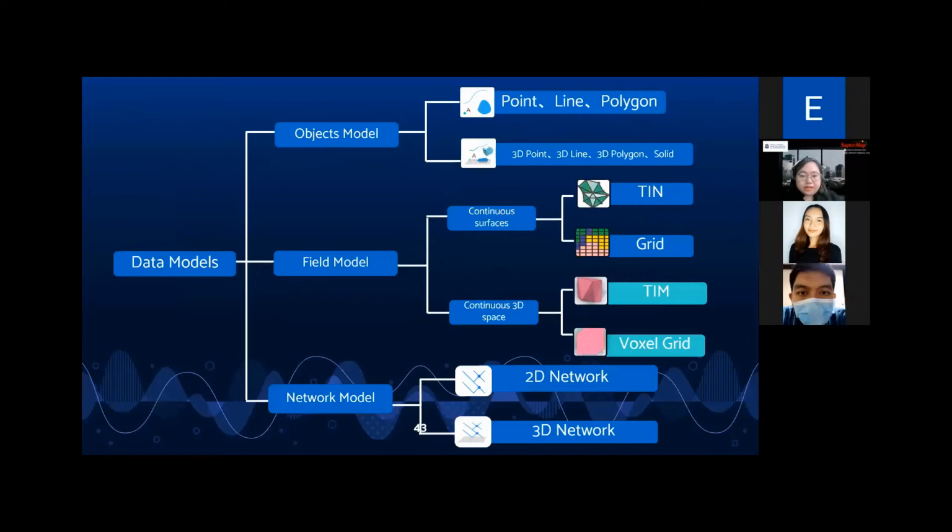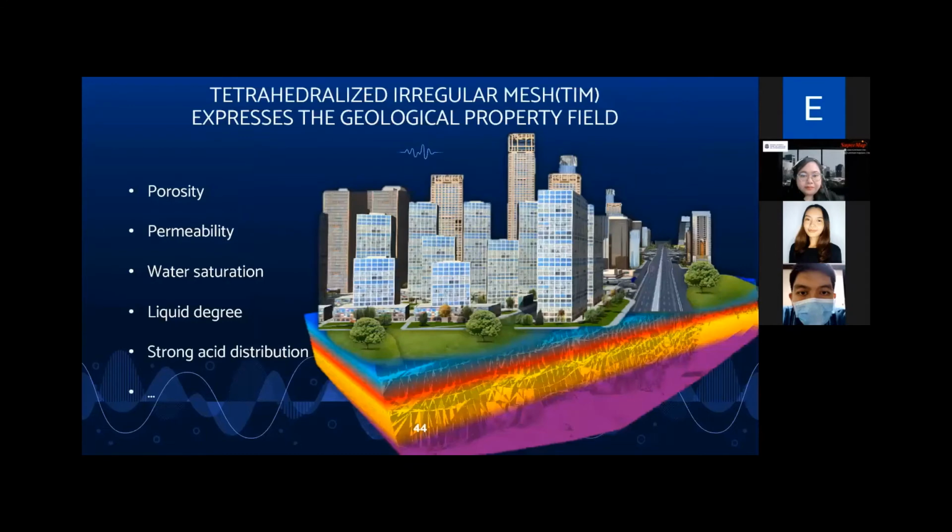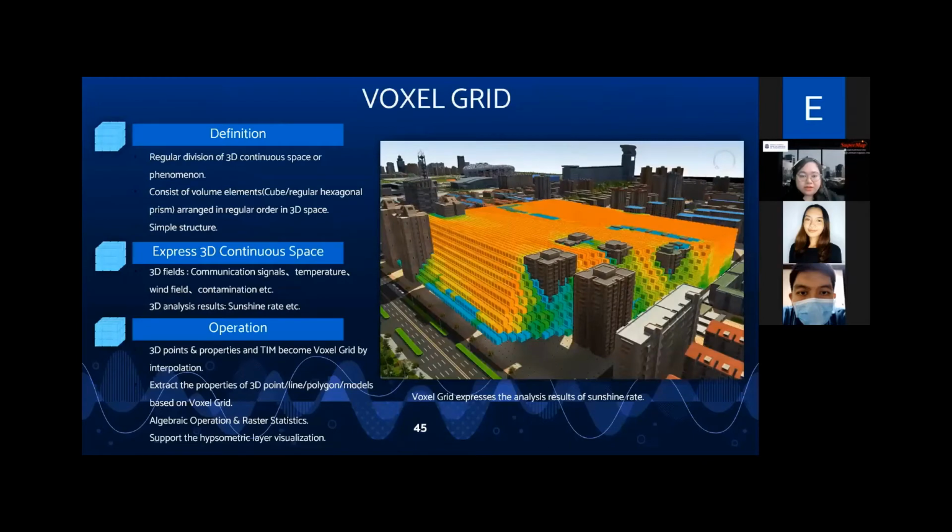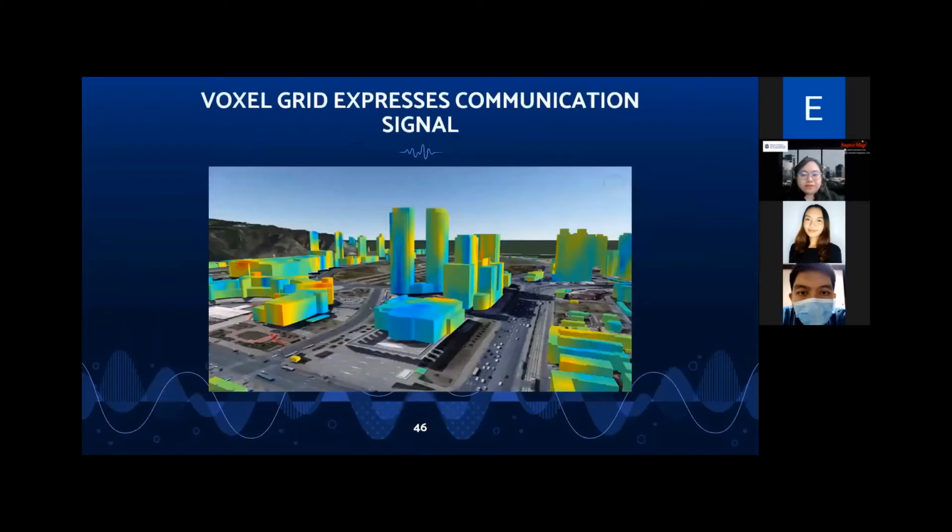SuperMap is capable of handling different types of data models of 2D and 3D, from object models containing points, lines, and polygons to field models in visualizing continuous surfaces and 3D spaces, TIN and grid for surfaces, and TIM and voxel grid for 3D. You can also generate network models both in 2D and 3D. We can show the underground geographical body. And with voxel grid, we can express the analysis of sunshine rate, which is useful for urban planning. And we can also attach to the surface of the building. This is the simulation of communication signal. So this can be used in the telecom industry.